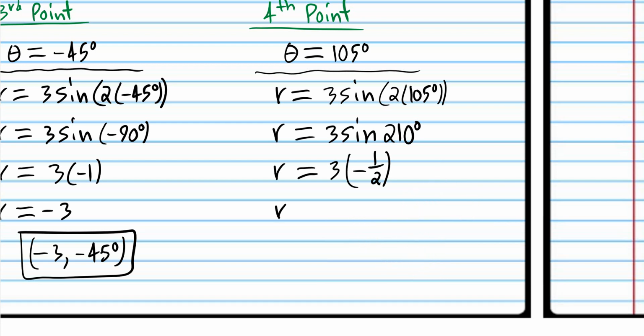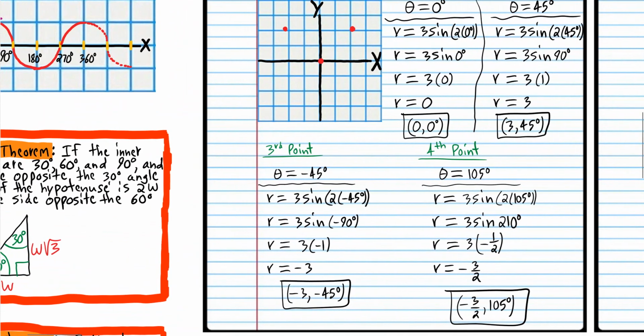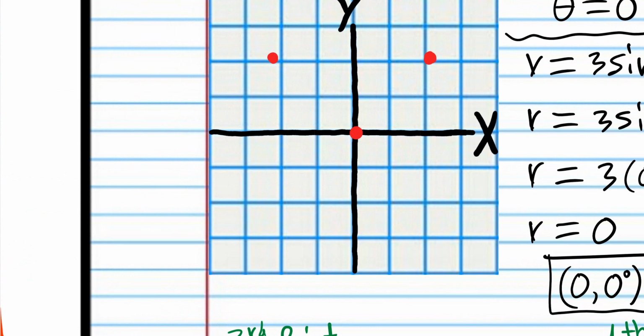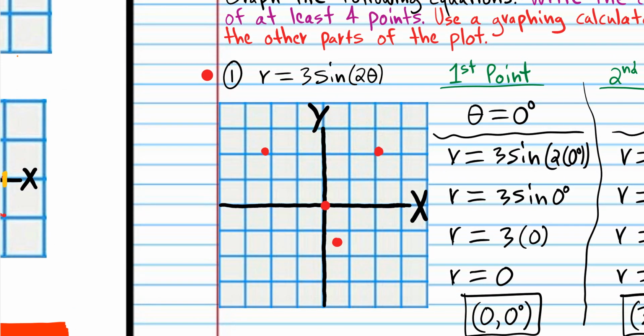So now we have r is equal to negative 3/2, and our point that we're looking for is negative 3/2, comma 105 degrees. So we're going to count out negative 3/2 on the x-axis, and then we're going to rotate 105 degrees counterclockwise, which would get us to about there. So again, your graph is not going to be perfect, but we're just getting an idea of how to graph polar equations here. So now we can use our calculator.